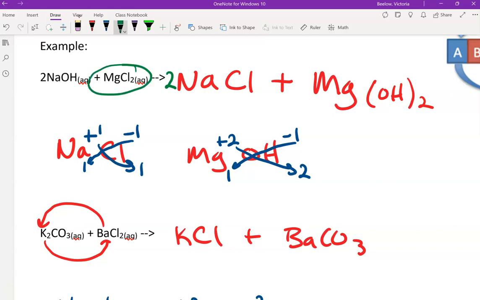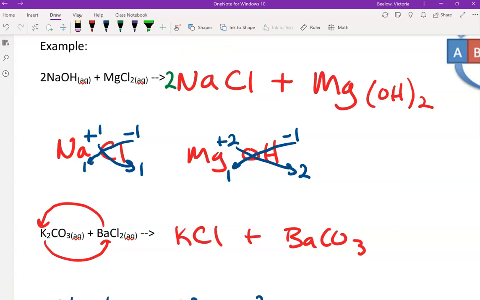If we look here, we have 1 magnesium here and 1 magnesium here, which is great. Again, we want them to be the same. There are 2 chlorines here, and if we look on this side, remember I said that 2 gets applied to everything that it's in front of. So now, because we put that 2 there, it's saying that we have 2 chlorines here. So we have 2 chlorines on either side.